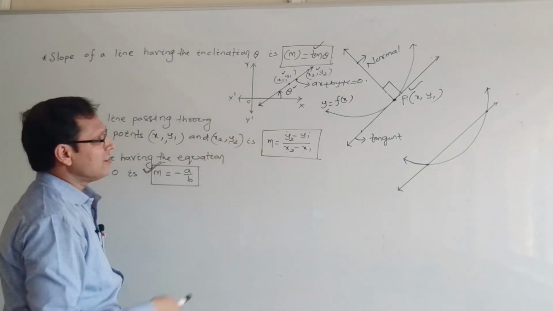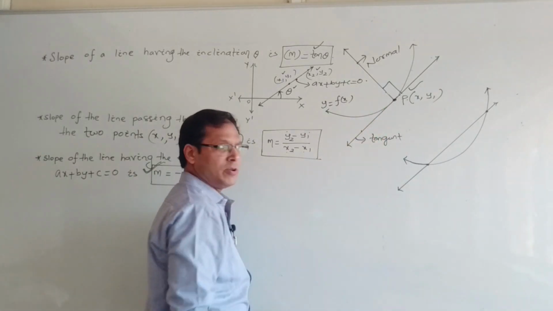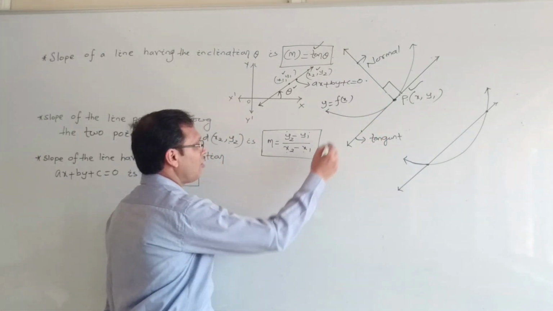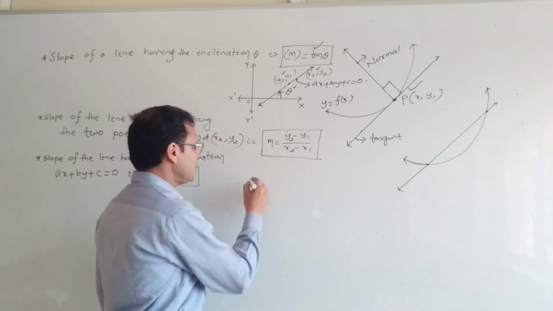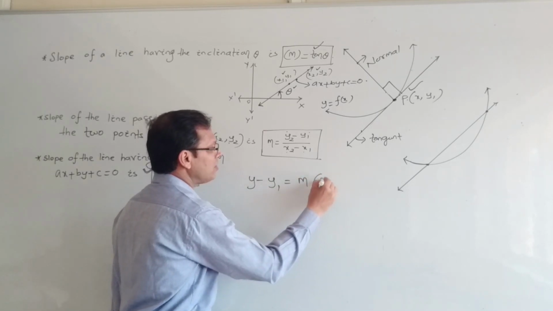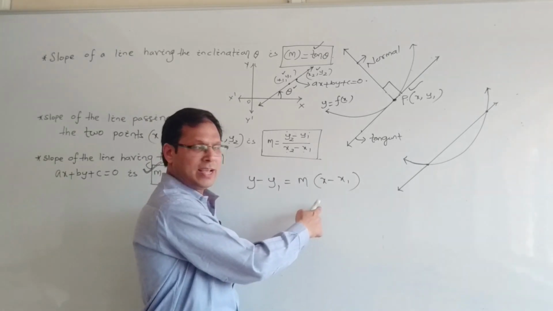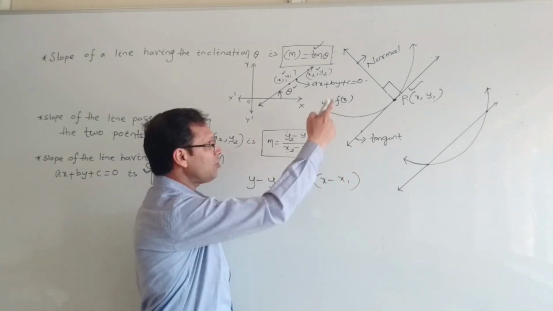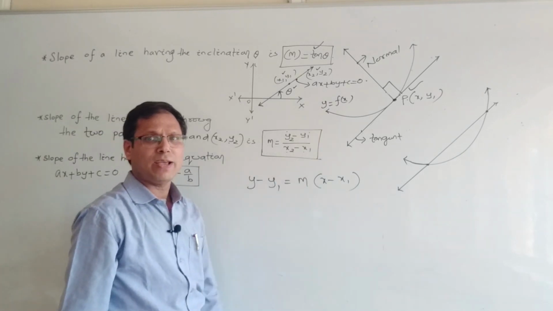Now to find the equation of the tangent, we have to find the slope of the tangent, because all of you know that the equation of any line, or equation of the tangent, is y minus y1 is equal to m whole into x minus x1, where m is the slope of the line and x1, y1 is any point on the line. This is the point slope form to find the equation of any line.